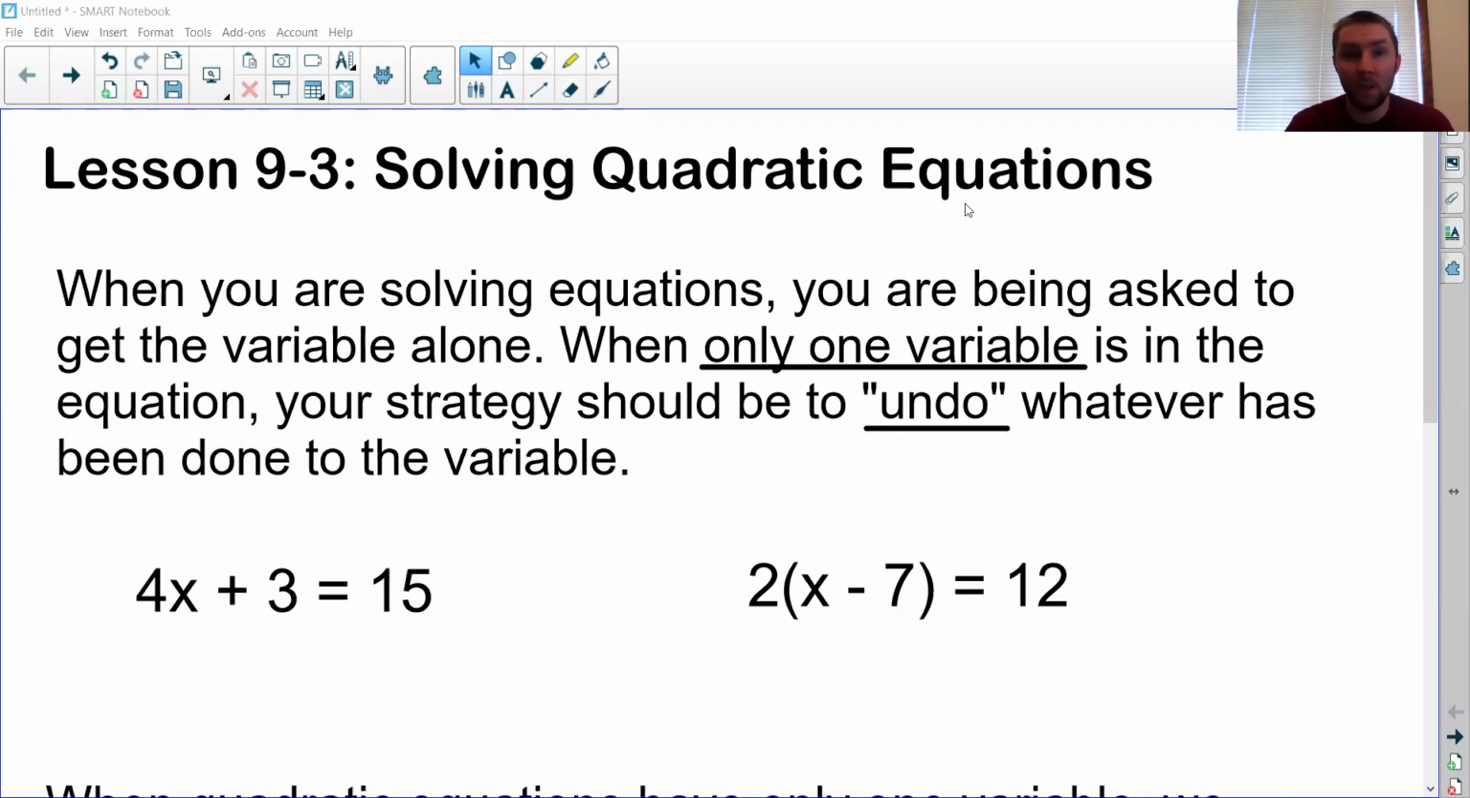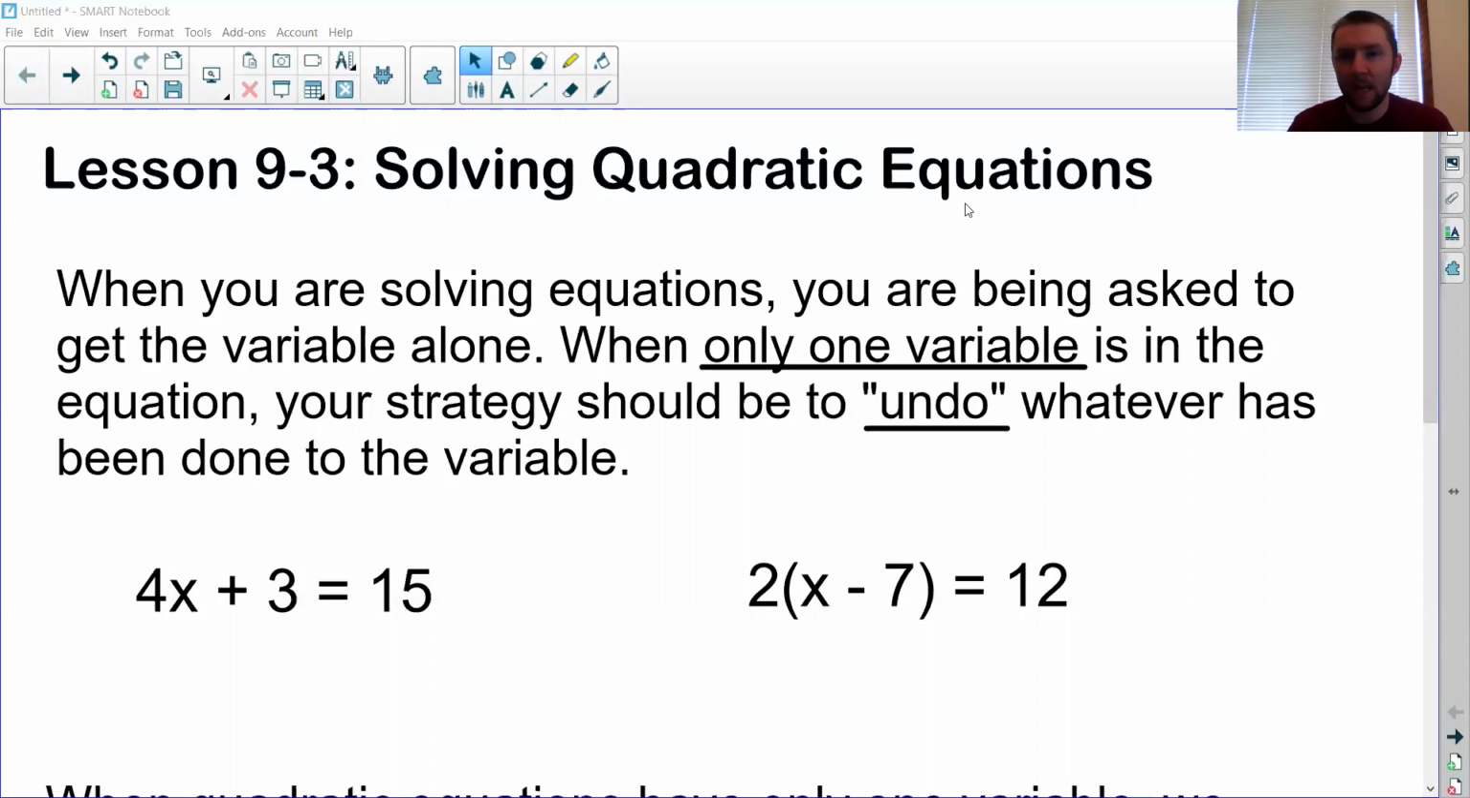We are starting our book work with chapter 9 now, here in section 3. We talked in our last video, our intro video, just about what the graphs of quadratic equations look like. We talked about parabolas and the vertex and things like that. In this video, we're going to start solving quadratic equations, okay?